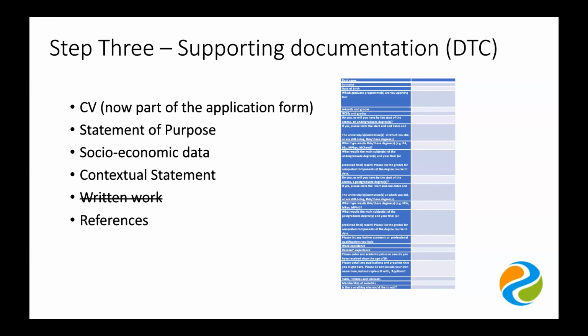As touched on, we ask for 3 references. It says 2 of these should be academic. But obviously, if you're a mature student and it's been quite a long time since you were in academia, maybe you could do 1 academic referee and 2 professional referees. But they should be people that know you well, and that can really talk about your strengths and what makes you a good fit for the programme.